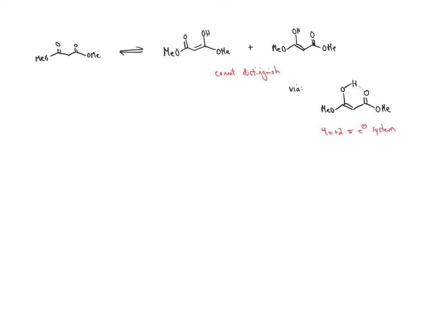Because you have this intramolecular hydrogen bond, you can stabilize the enol. And really the two different enol forms are exactly the same as one another, and so you get this intramolecular hydrogen bond no matter what. Now what happens if it's not symmetrical?